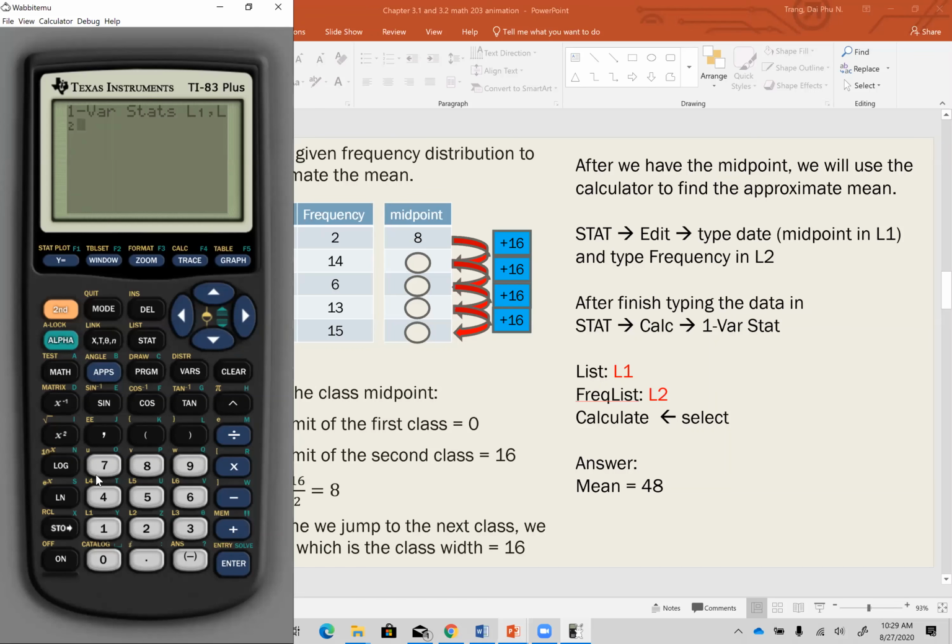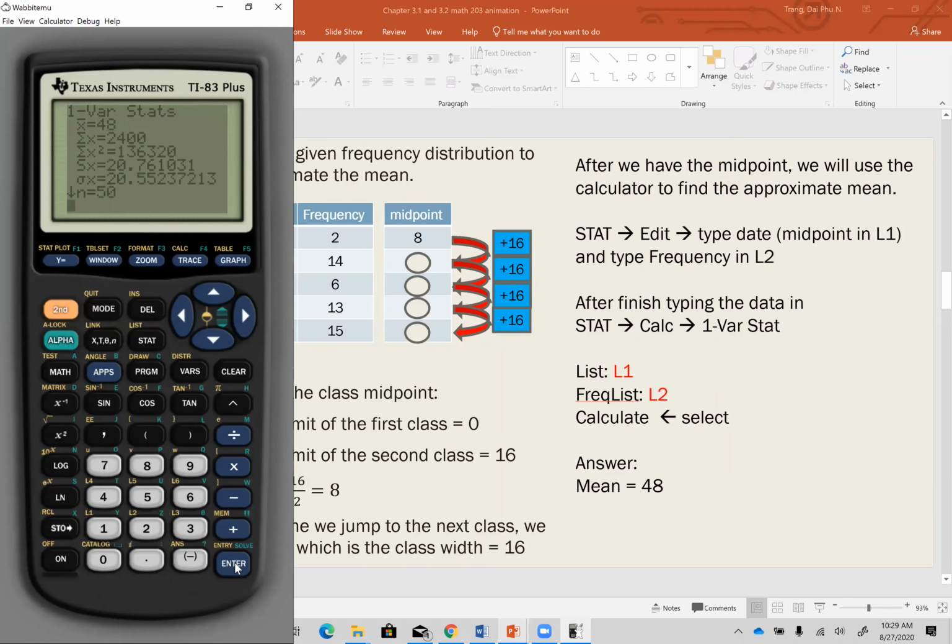Reminder, to hit L1, you hit second, number 1 to access L1. To type in L2, you hit second, number 2. If you have L3, L4, and so on and so forth. And again, to access the green item, you hit alpha. But for now, we're using the yellow item here. To get the yellow item, you hit second, that item. So again, for the 83, you hit L1, comma, L2, and then you press enter.